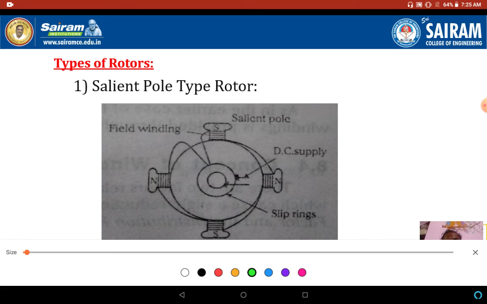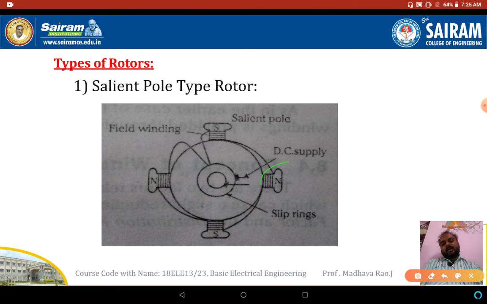Why is it so? The poles are projected on the outer surface of the rotor. This is the surface of the rotor. The poles are projected on the outer surface of the rotor. That's why this type of rotor is also known as projected pole type rotor. This type of rotor has a maximum number of poles. So P is more and the speed is less.